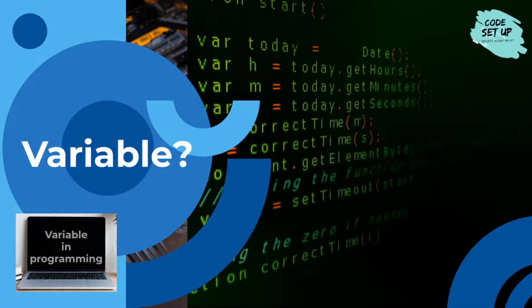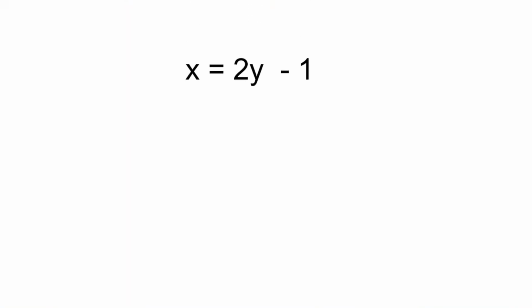In this video tutorial, let us see what is a variable. Generally, we come across the word variable in mathematics, right? So let me consider a mathematical equation x equals 2y minus 1. Here in this equation, you can see we have two variables, x and y. So why do we have these variables and why do we call them variables?